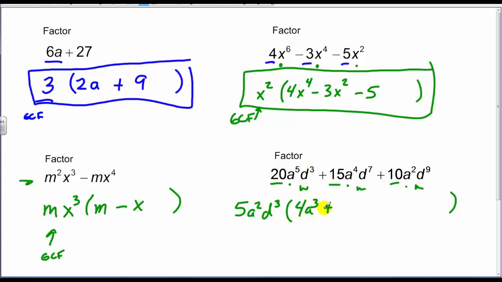I'm going to need an addition. 5 times what is 15? That's 3. A squared times what is a to the 4th? That's a squared. D cubed times what is d to the 7th? I need 4 more d's, so that's d to the 4th.